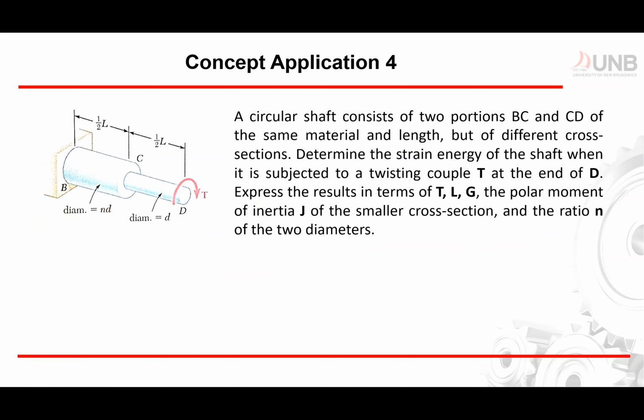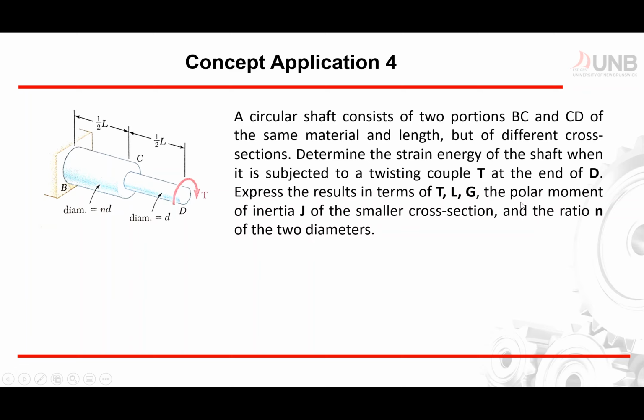So now, let's go to concept application number 4. A circular shaft consists of two portions, BC and CD, of the same material and length, but of different cross sections. Determine the strain energy of the shaft when it is subjected to a twisting couple T. So we have a torque T at the end of the beam, at the end D. Express the results in terms of T, L, G, the polar moment of inertia J of the smaller section, and the ratio n of the two diameters. So again, that's nD, that's diameter D.